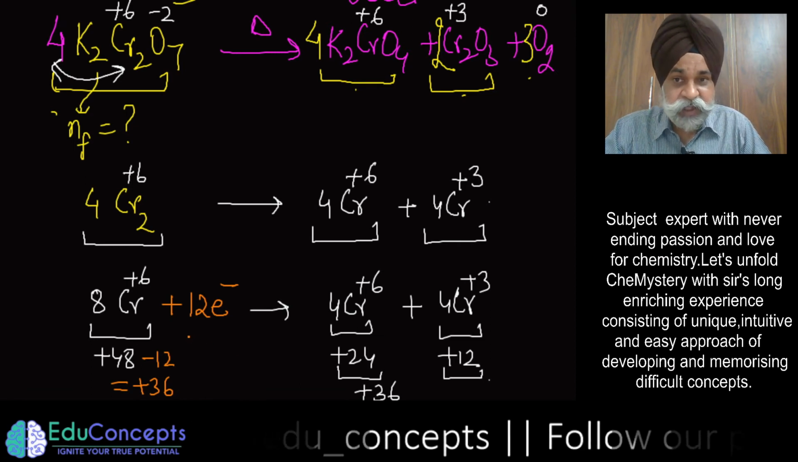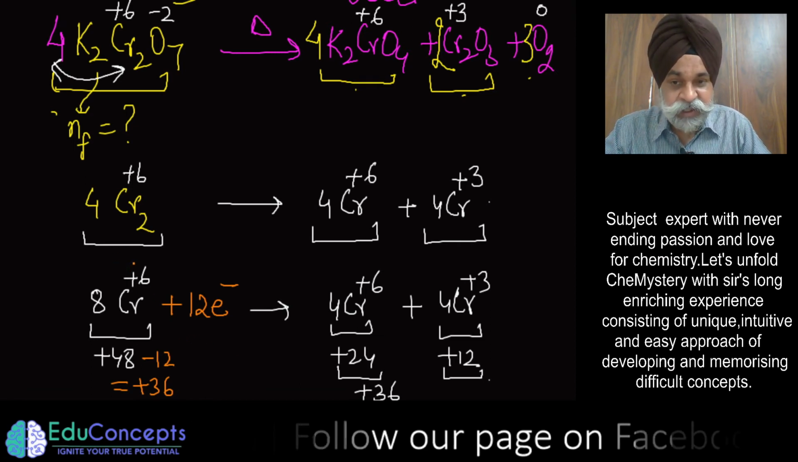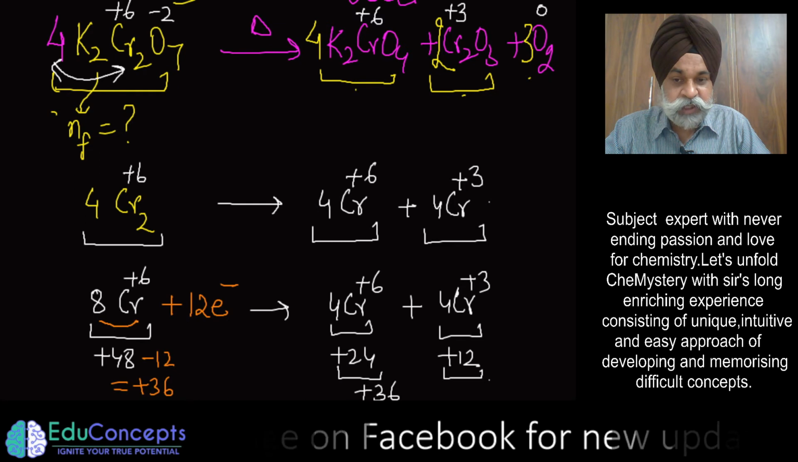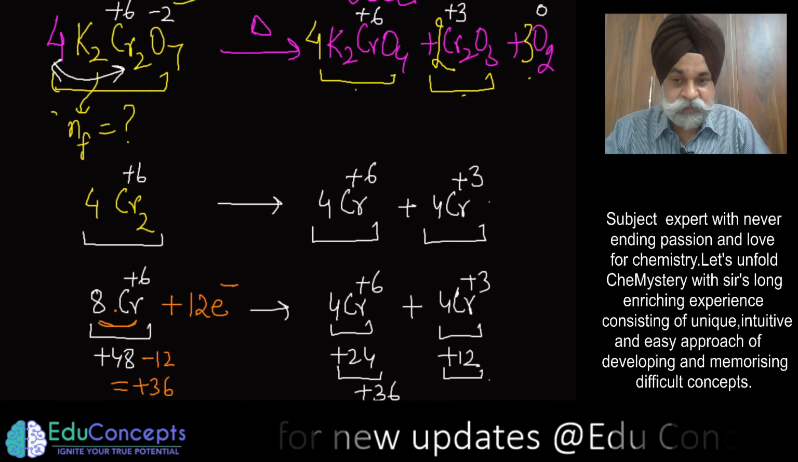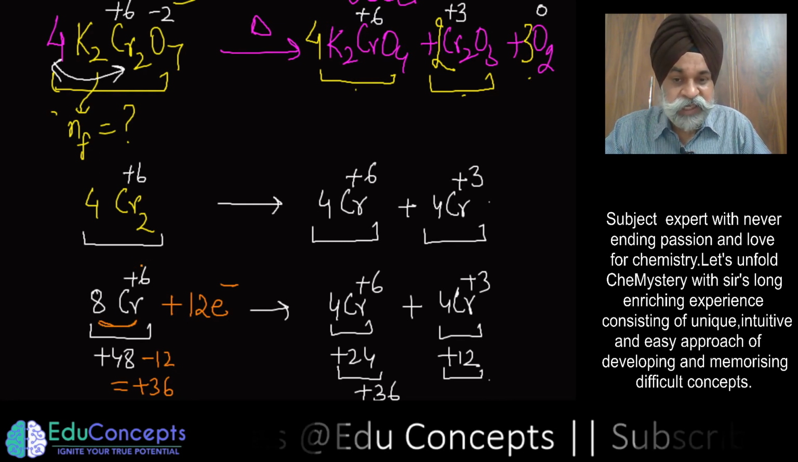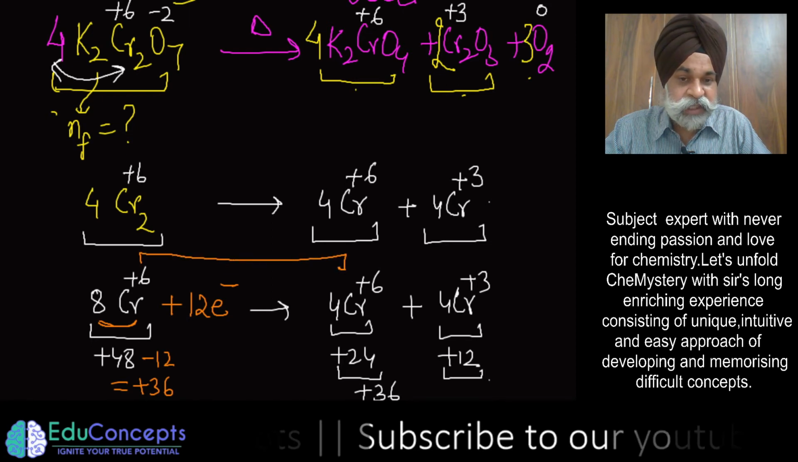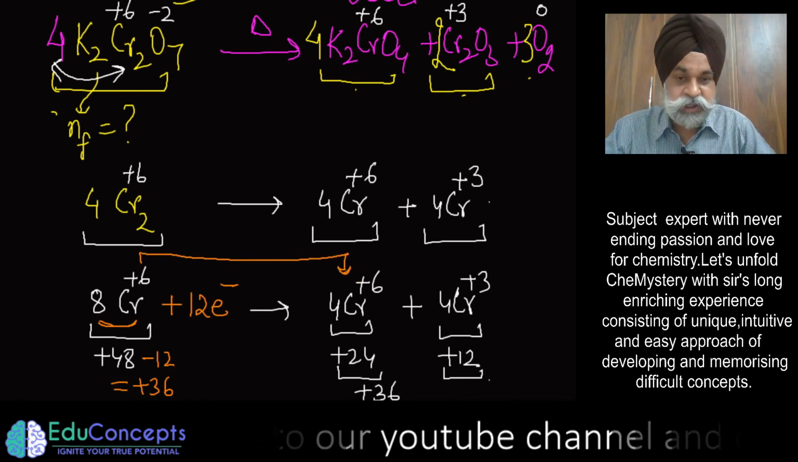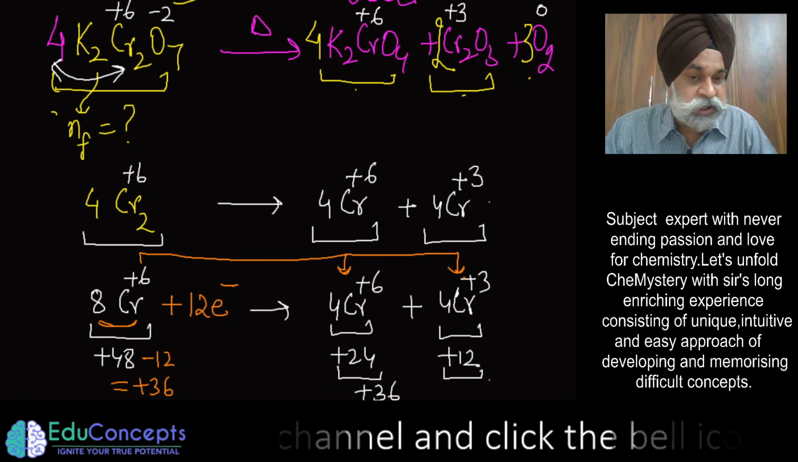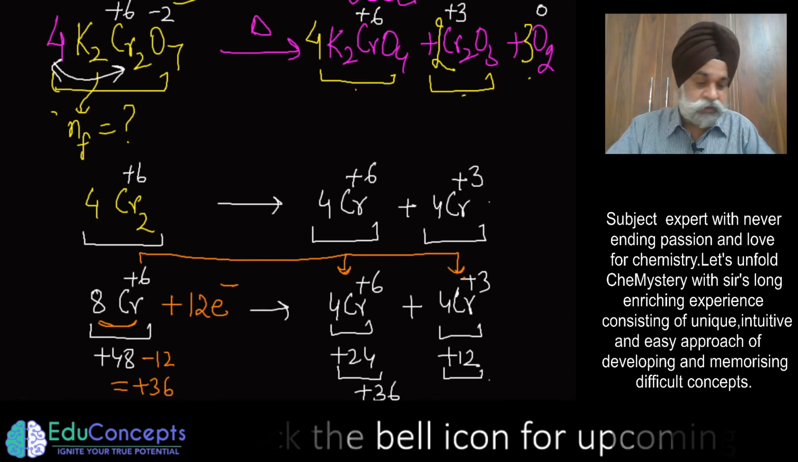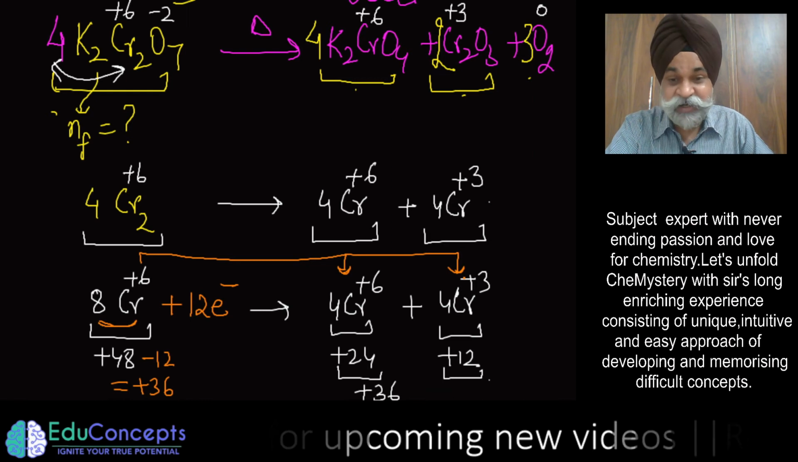Now the beauty of the thing is that on the reactant side you started with 8 chromium atoms, or you can say 4 moles of this particular compound. So out of the 8 chromium atoms, 4 have shown no change in oxidation state and 4 have changed the oxidation state. So in a way this is referring to case 2, which I am repeating again and again.